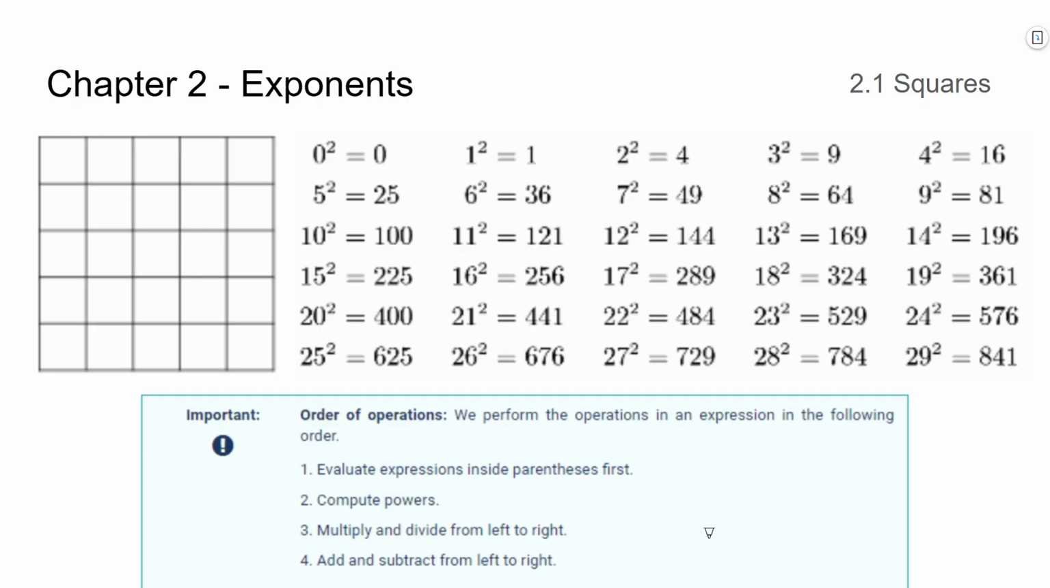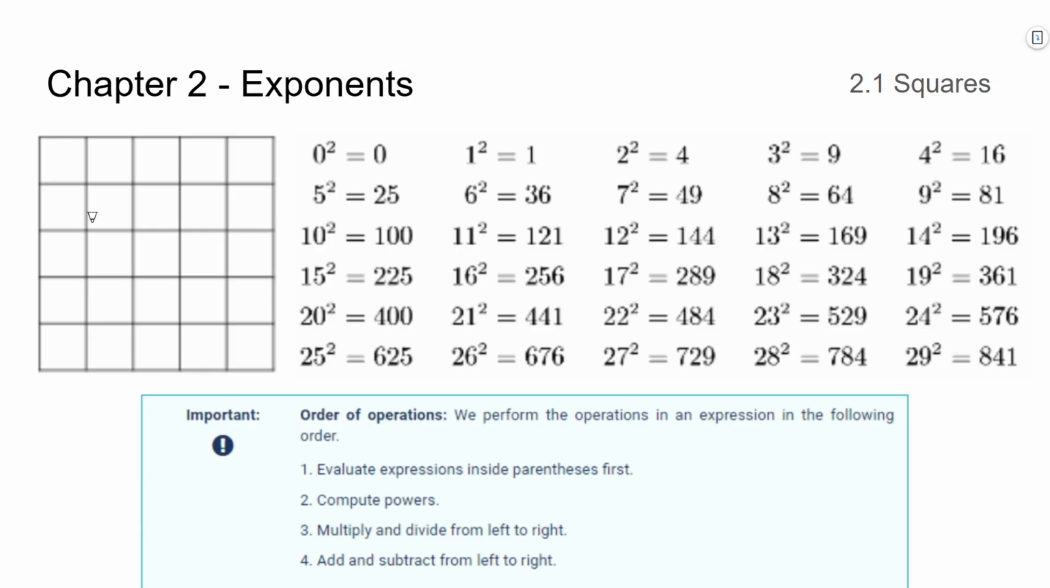All right, so here's a whole bunch of squares. So this is section 2.1, which is on squares. And why is it called squares? It's to the second power, and it's called squares because a square has equal base and height. So that's going to be multiplying something by itself. So whatever the base is, you can do that squared to get the area of the square.